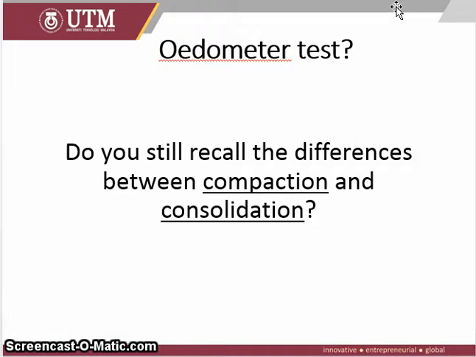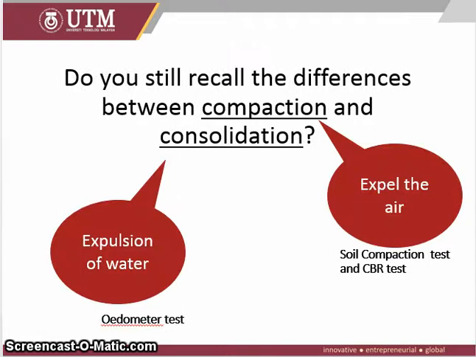But before I go further, do you still remember the differences between compaction and consolidation? Compaction you already learned in the soil mechanics class. From compaction, we expel the air, and we can do that by doing the soil compaction test or CBR, California Bearing Ratio test, in the highway lab. Meanwhile, consolidation is an expulsion of water. It does not only expel the air, but continues with the dissipation of water from the soil body. And we can do the test by using the oedometer test.